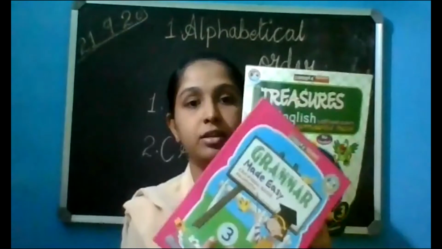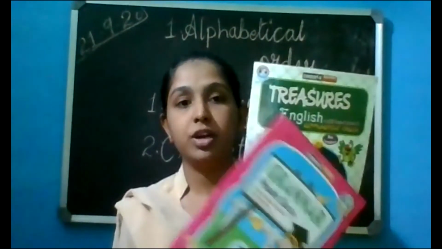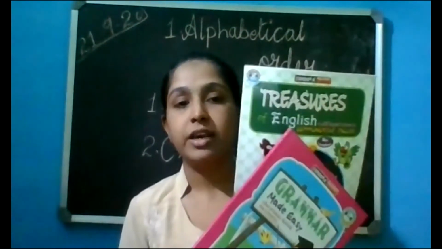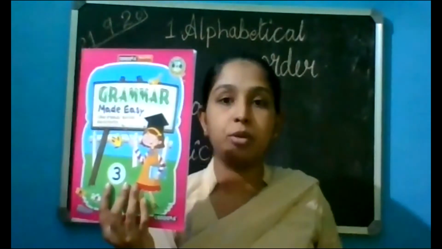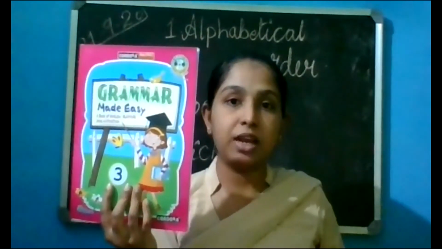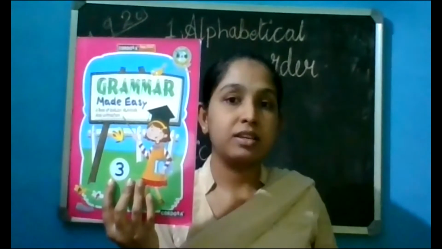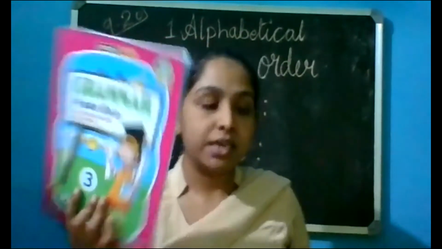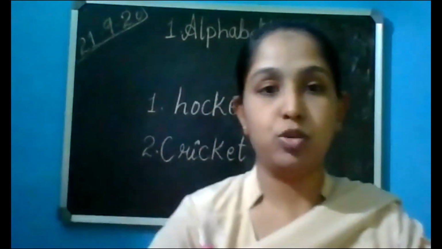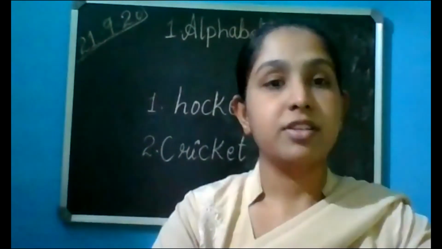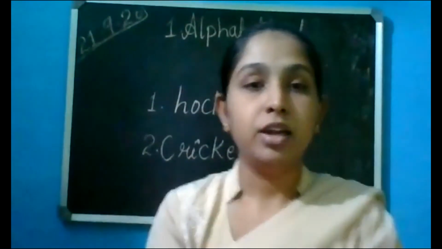Can you read the name written on the English reader? It is Treasures English. And what is the name of the grammar book? The name itself says it is Grammar Made Easy. So these are the two English books we will be having for this academic year, that is 2020-21.